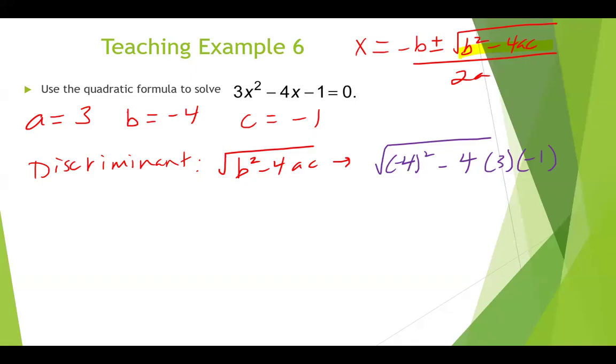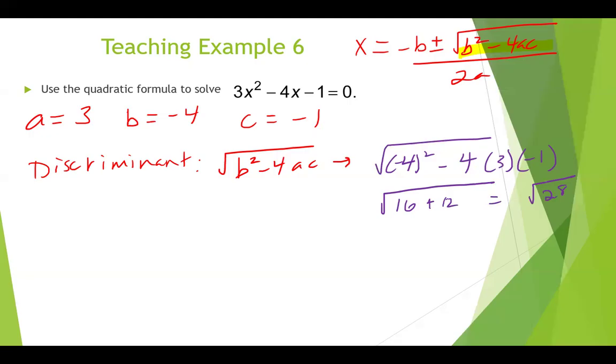There we go. All right. So this is going to give me 16. Negative 4 times 3 is negative 12. Negative 12 times negative 1 is a positive 12. So this equals the square root of 28.